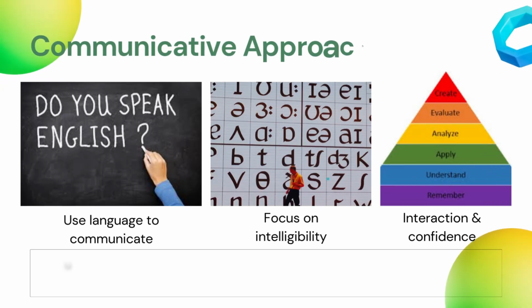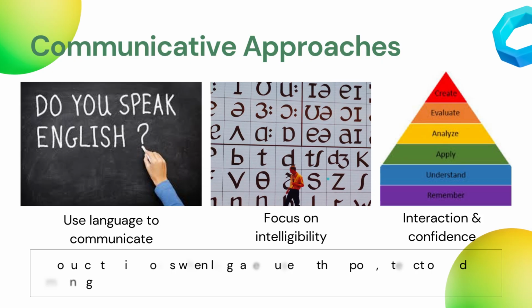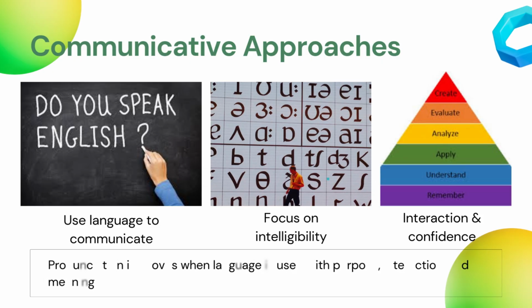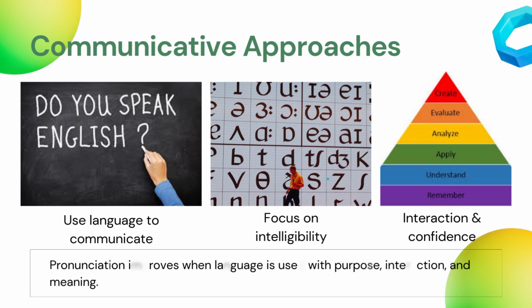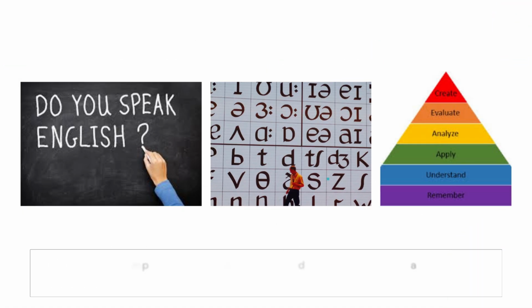Communicative approaches propose something different, learning pronunciation while using the language to communicate real ideas. Here, the goal is not to sound like a native speaker, but to be intelligible, that is, to be understood. Pronunciation improves when language is used with purpose, interaction, and meaning.